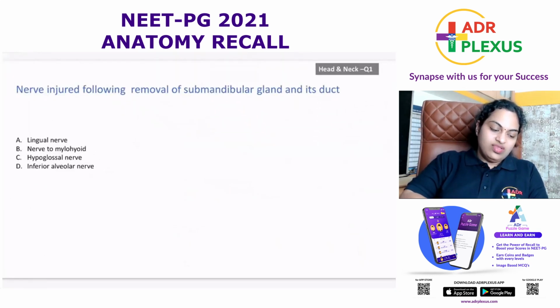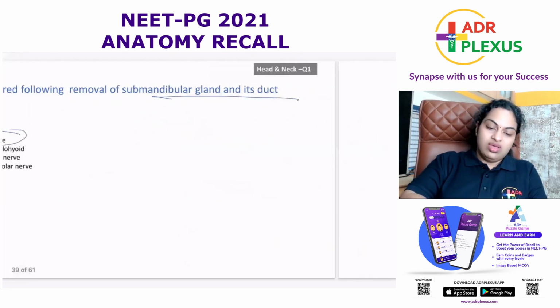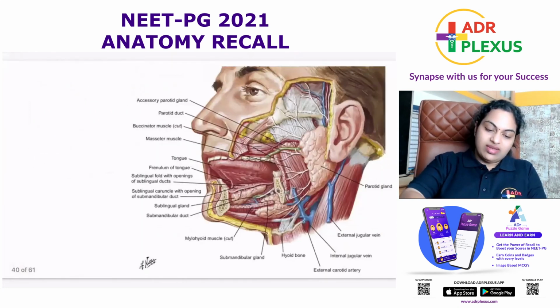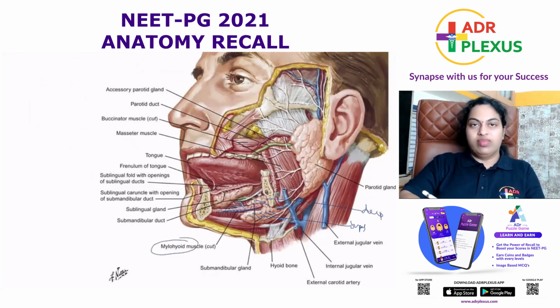So this was a nice question asked. The nerve injured following removal of submandibular gland and its duct. I go with the lingual nerve. Even Gray's Anatomy tells that. So this is the submandibular gland. You can see that. This is the superficial part. That's the deep part of the submandibular gland. Can you identify the muscle which divides the superficial and the deep part? That's the mylohyoid muscle.